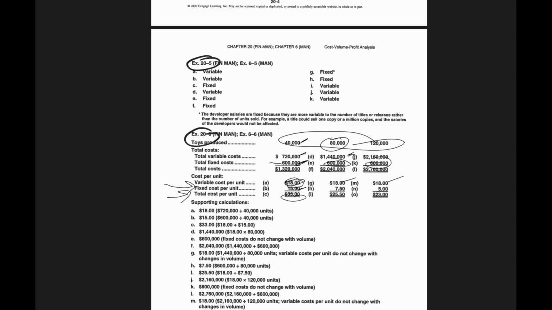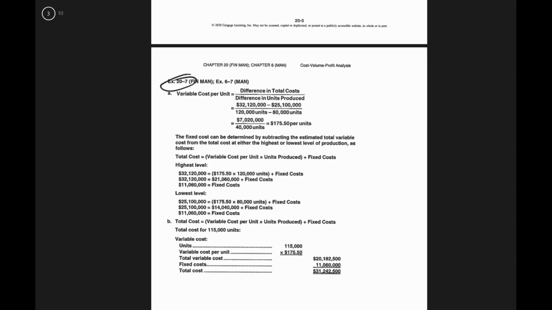The fixed cost per unit: the more you produce, the fixed cost in total stays the same, but per unit it goes down because you produced more. So that's the concept we're covering in number 6. Moving to number 7, the high-low method.